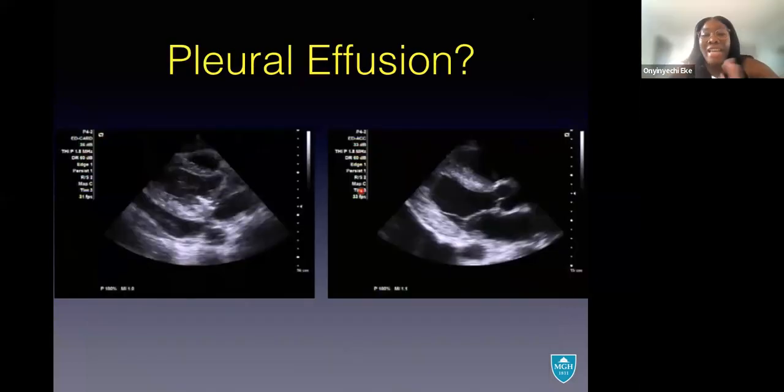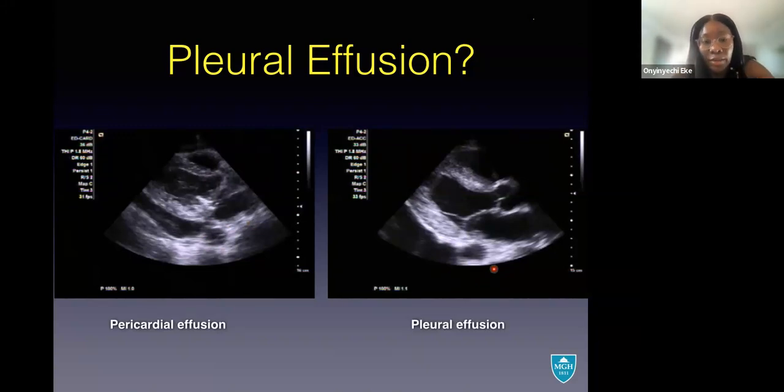Now, different types of fluid can look like they're around the heart. So how does one tell: is this a pericardial effusion or a pleural effusion? Remember that I said in your parasternal long axis view, you want to always get the descending aorta, and this is why. When the fluid tracks anterior or in front of the descending aorta, that is a pericardial effusion. When the fluid tracks behind or posterior to the descending aorta, that is a pleural effusion.